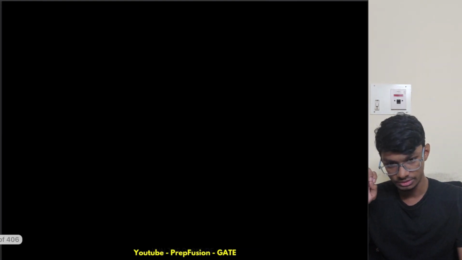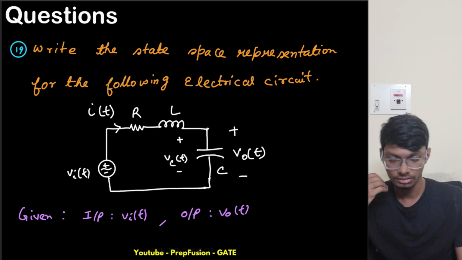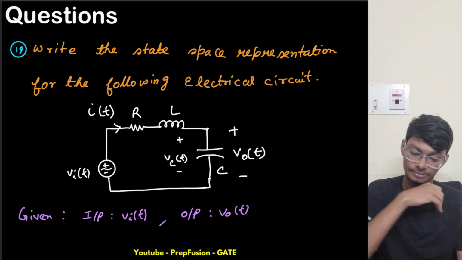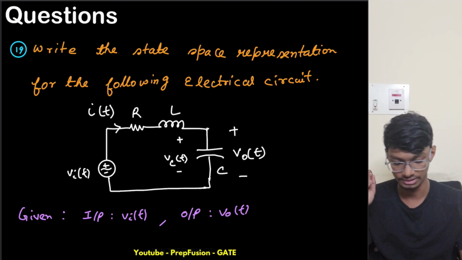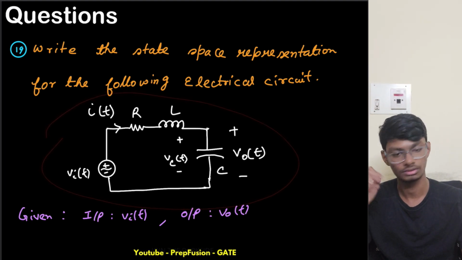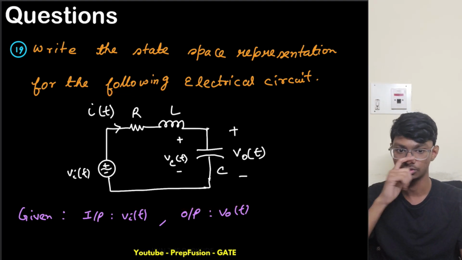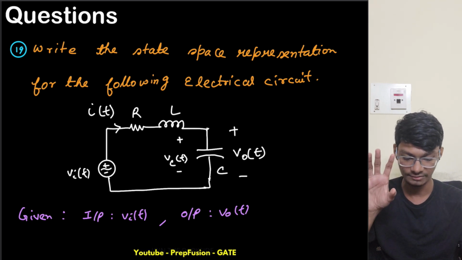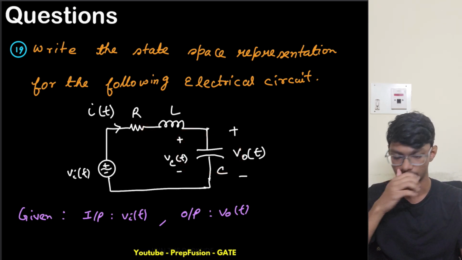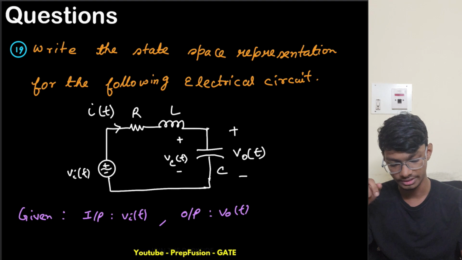Now what we'll do is solve a few questions. From there, our concept of how to represent the state space representation of an electrical circuit will become clearer. This question, take a screenshot and do it by yourself. Define the state variables for L and C, then define the current and voltage, and then solve this.